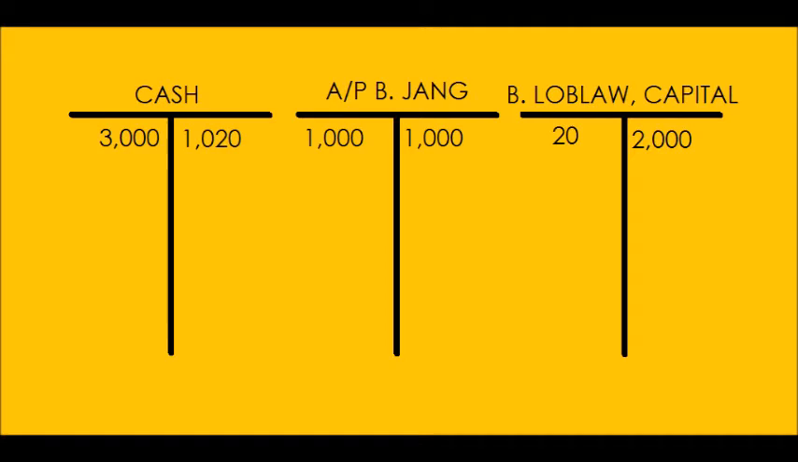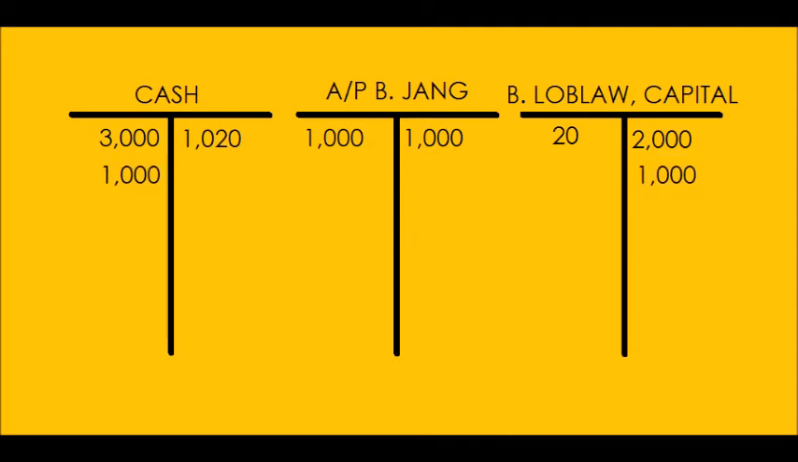Now, suppose you pay $1,000 to B. Zhang to settle your account payable with him. However, he also charges you $20 in interest. The cash will go down $1,020, and the accounts payable to Bradley Zhang will be gone. However, your owner's equity also decreases by $20, since the equation wouldn't balance otherwise. Notice that the deductions to assets take place on the right, while deductions to liabilities and equity are on the left.